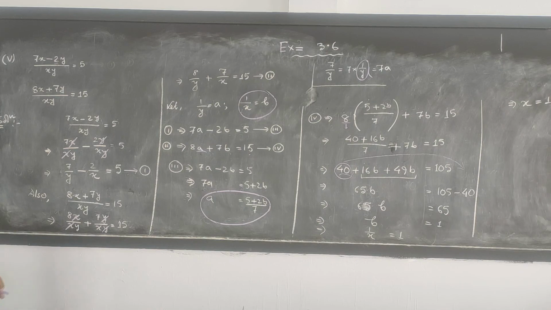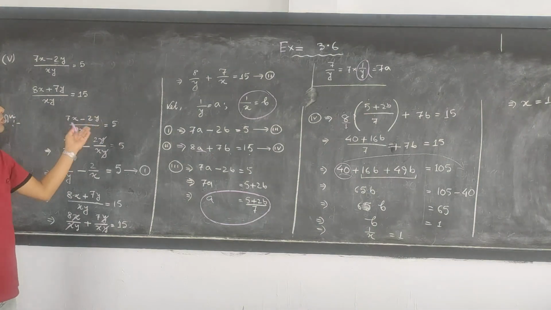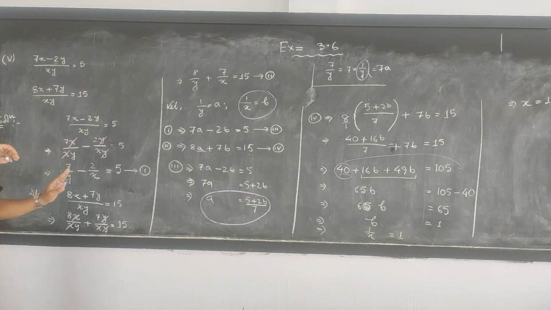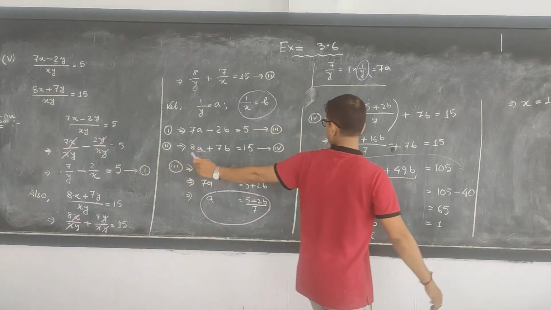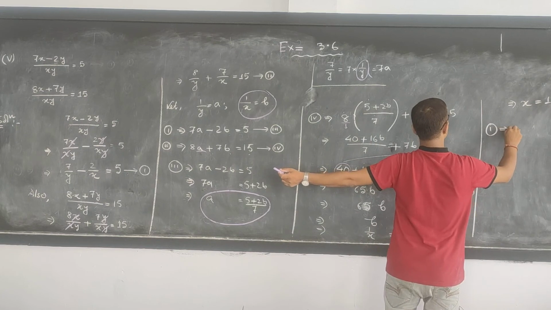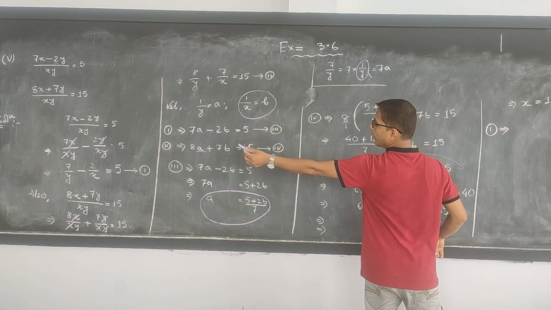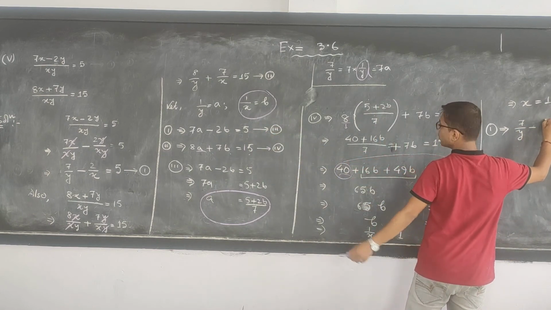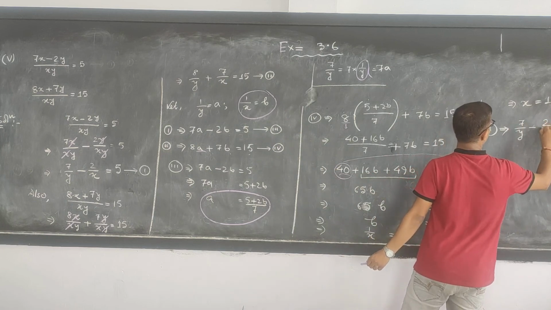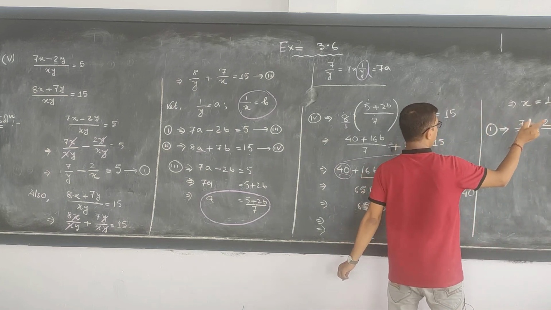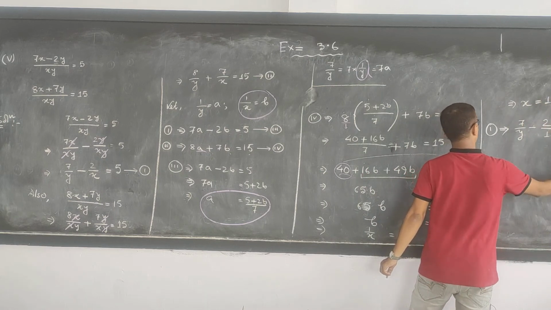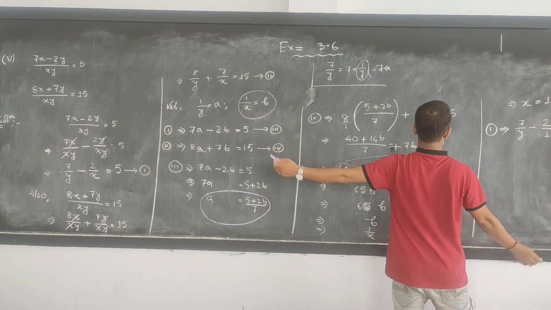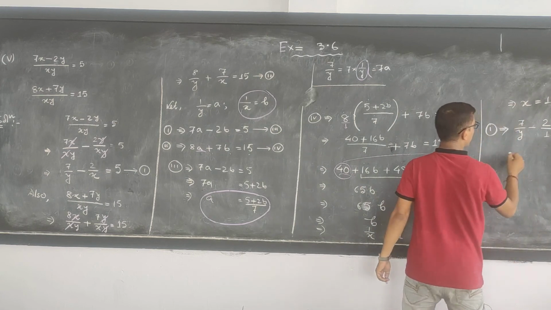So the value of x you can substitute in any one of the given equations, like equation 1 or equation 2. If you substitute the value of x, very easily the value of y can be calculated. So in equation 1 we are going to substitute the value of x. Equation 1 implies 7 by y minus 2 by x. I am not writing x here, I am writing the value of x, that is 1, equals 5.